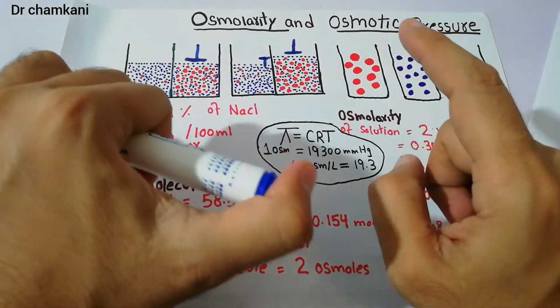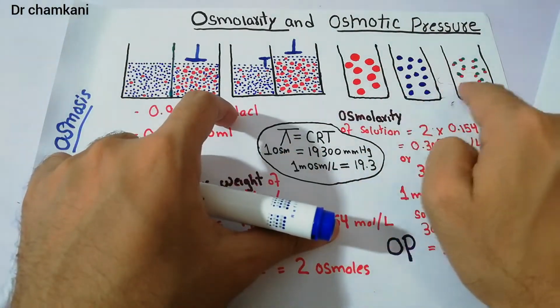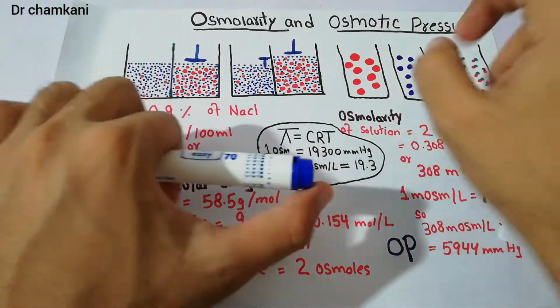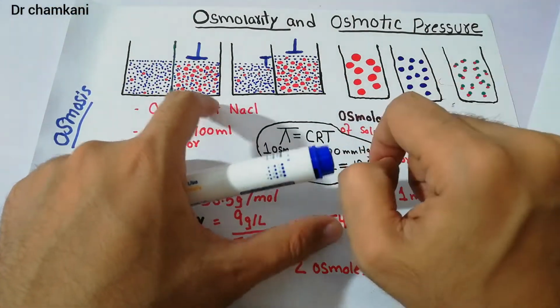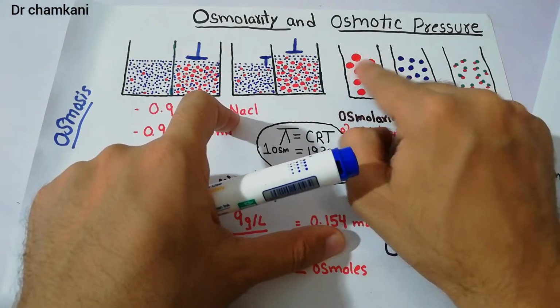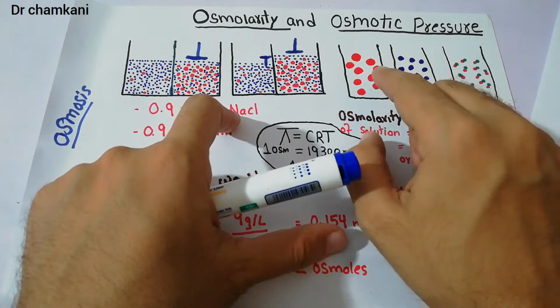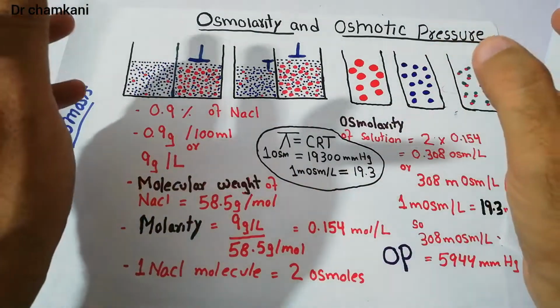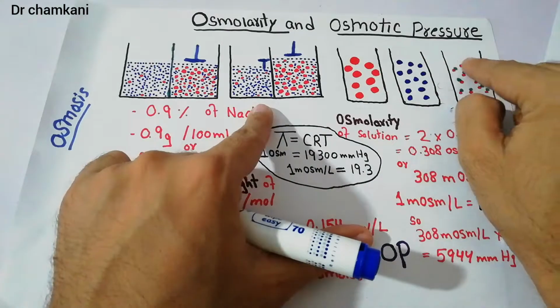Now, we need to remember that osmotic pressure is basically related to the number of osmotically active particles. Suppose we have three different types of solutes. Here we have the albumin proteins, which have bigger solute particles. The particles are very large. And here we have glucose. The particles are large, the molecular weight is big. And here we have sodium chloride.